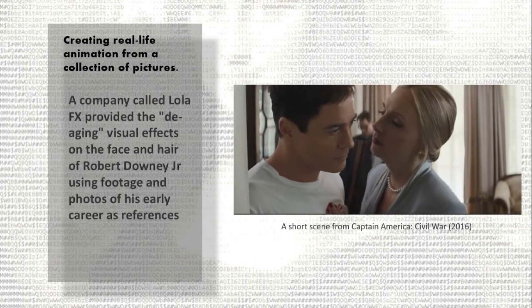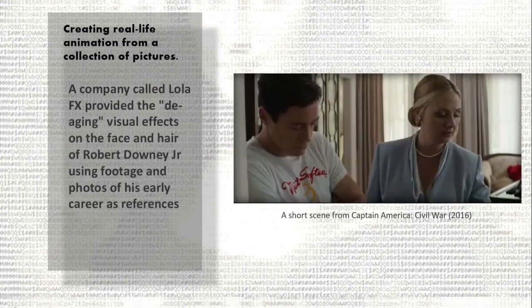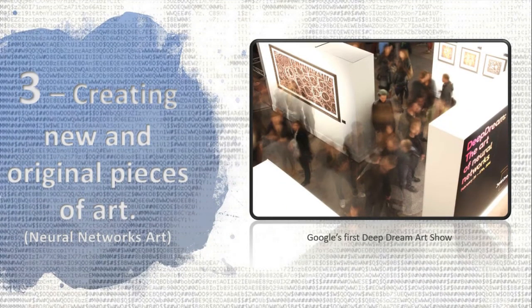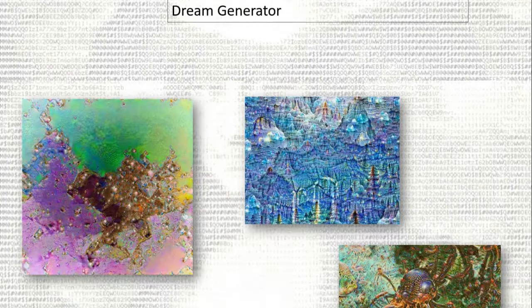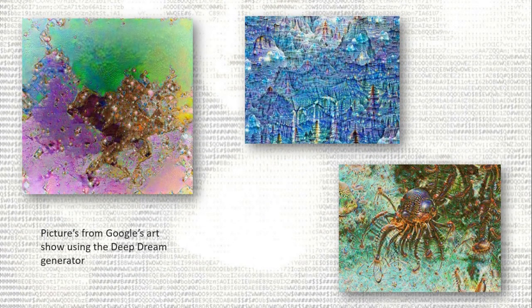The third contribution is neural network art. To simply explain this technology, we can say it makes use of deep learning to create networks of algorithms that can learn from supplied data. The networks of these algorithms simulate the neurons of the human brain and are arranged in a way that makes it possible for them to create new art with minimal work from the artist. The most popular tool that uses this technology is Google's Deep Dream Generator. In 2015, Google opened a physical art show using this technology.